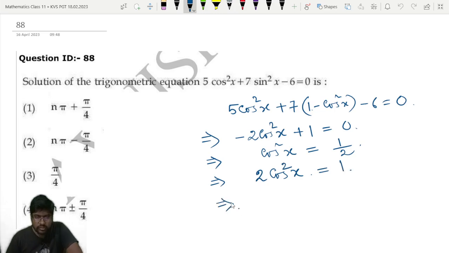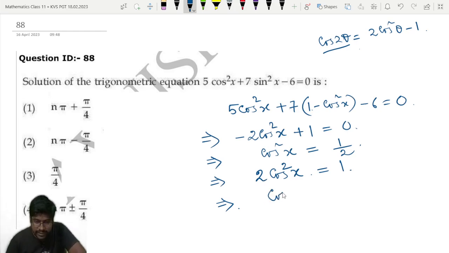Okay, without doing this also we could have found 2 cos square x. Now, what is the formula for cos 2 theta? Cos 2 theta is equal to 2 cos square theta minus 1. That is the formula for cos 2 theta, is not it? So therefore 2 cos square theta means cos 2 theta plus 1.